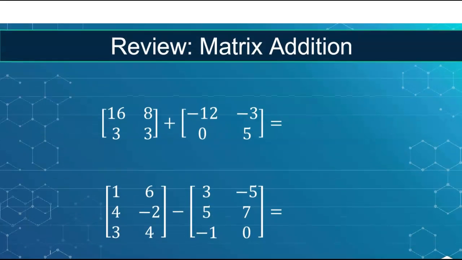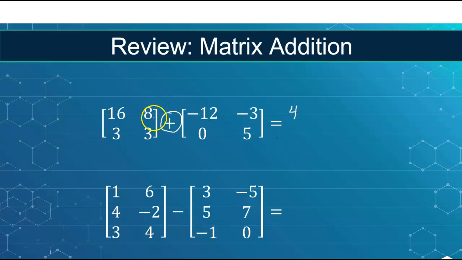So let's look at a couple of examples. Looks like we have matrix addition in this first one, right here. So if you'll remember how we add matrices, we're going to take corresponding elements and add them together. So 16 plus negative 12 is going to be the number that's in this first position in the upper left-hand corner. 16 plus negative 12 is going to be positive 4.